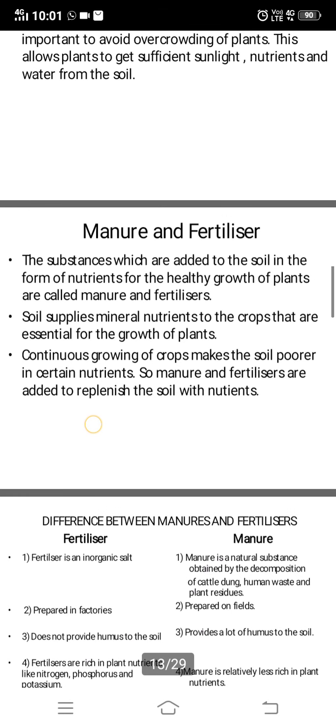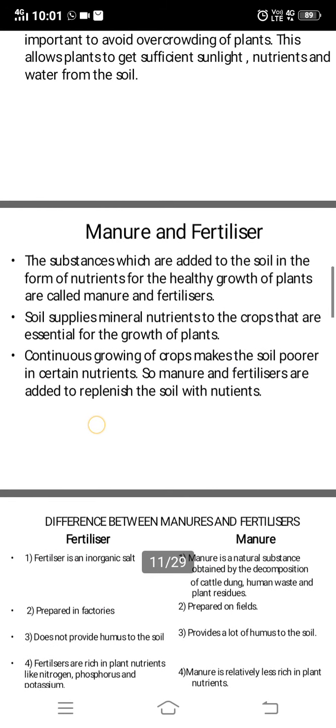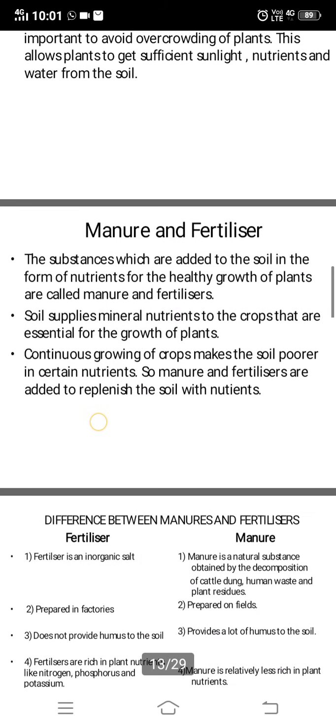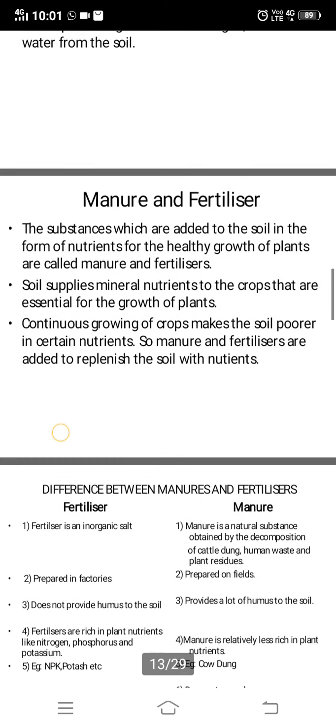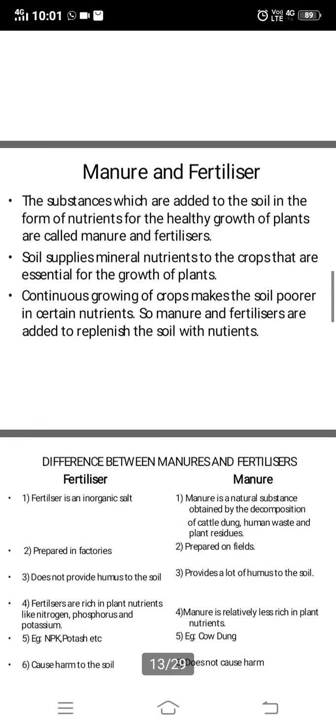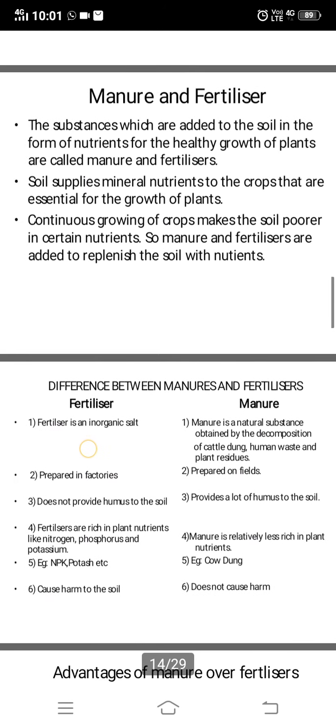Now why are these needed? Soil already contains some mineral nutrients for the growth of plants, but when plants are grown in the soil again and again, what will happen? The plants will take the nutrients from the soil. So slowly the nutrients of the soil will become less, and the plants which are grown after that will not get the necessary nutrients. So we have to add some nutrients into the soil. That is done by manure and fertilizer. Continuous growth of crops makes the soil poorer in certain nutrients, so manure and fertilizers are added to replenish the soil with nutrients.